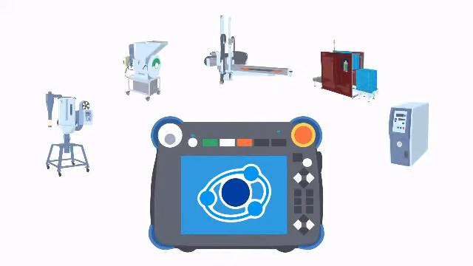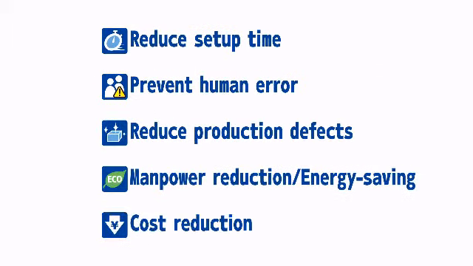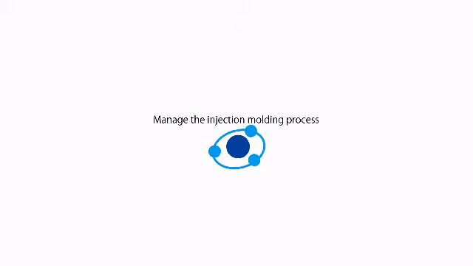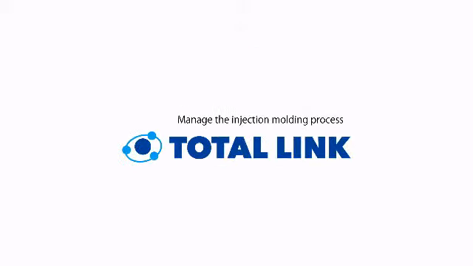HARMO's Total Link is managing and setting peripheral equipment all together. Total Link is to solve problems in process of injection molding as a whole. Manage the whole process of injection molding with Total Link.